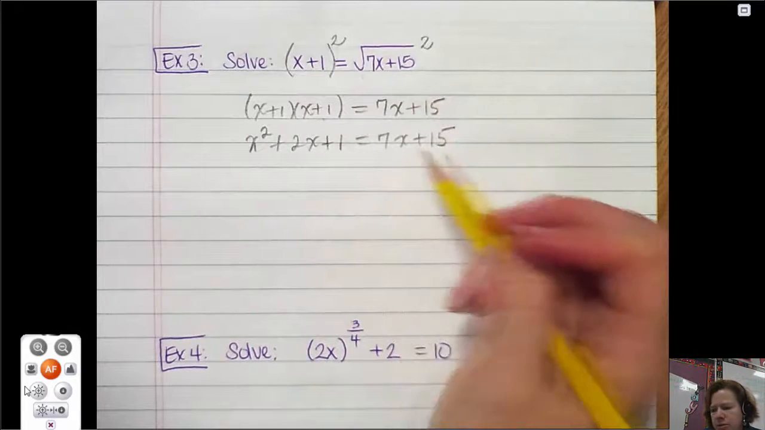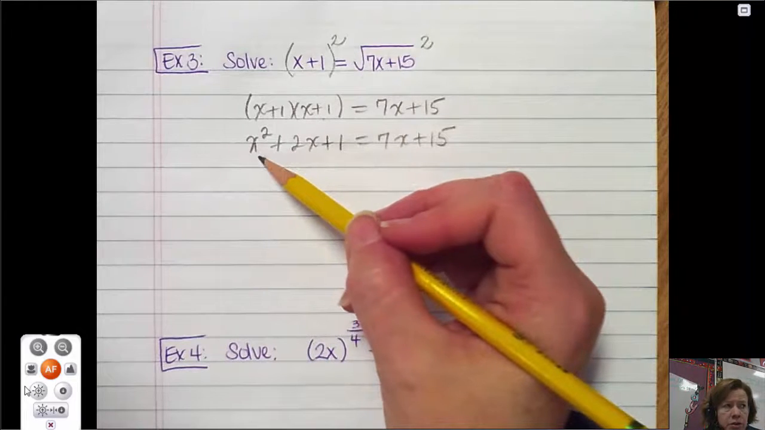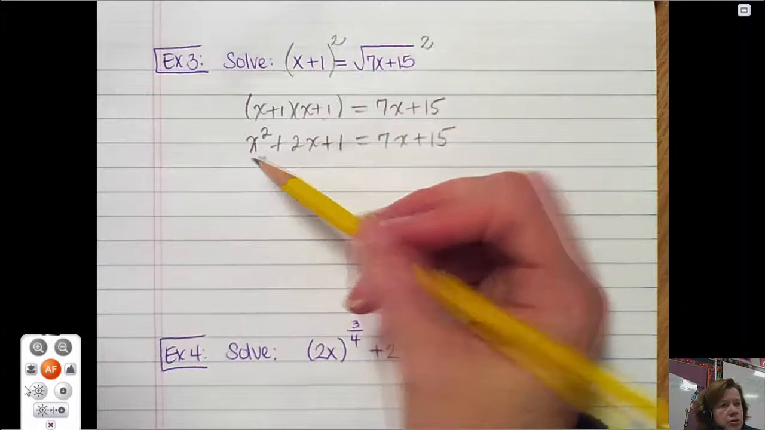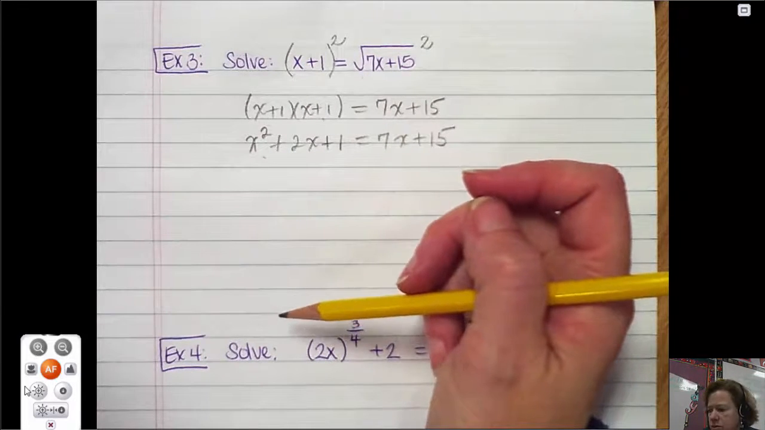And now you need to remember from a previous unit how to solve a quadratic. You have a squared term, set the whole thing equal to 0, and hopefully it will factor. If it doesn't factor, use the quadratic formula, or complete the square, or graph it to find the zeros.